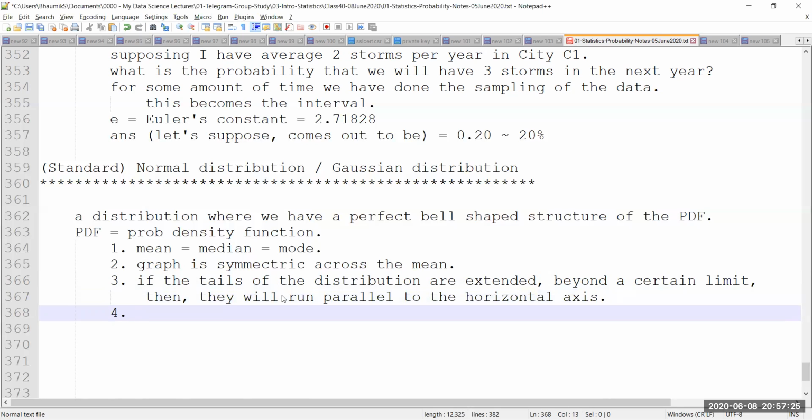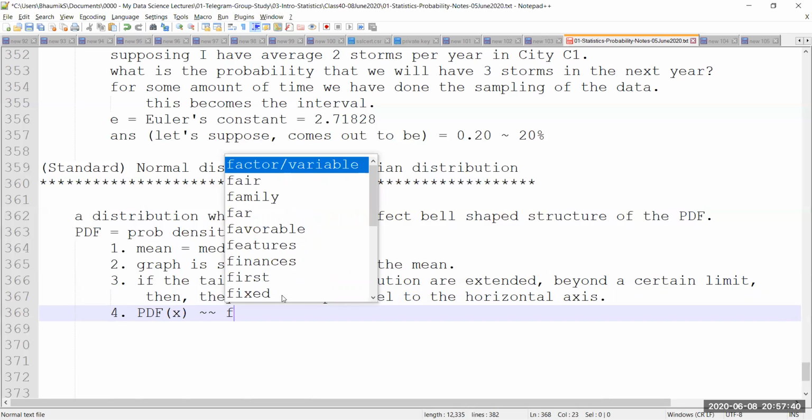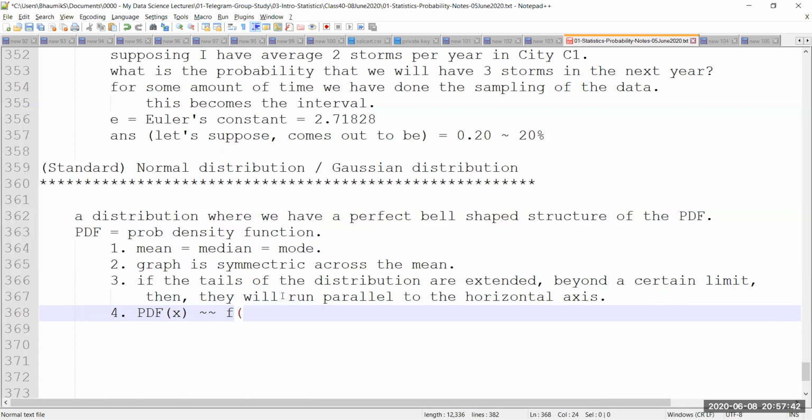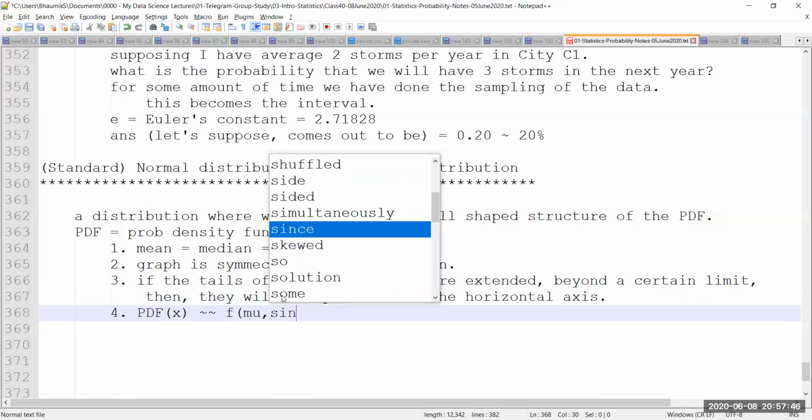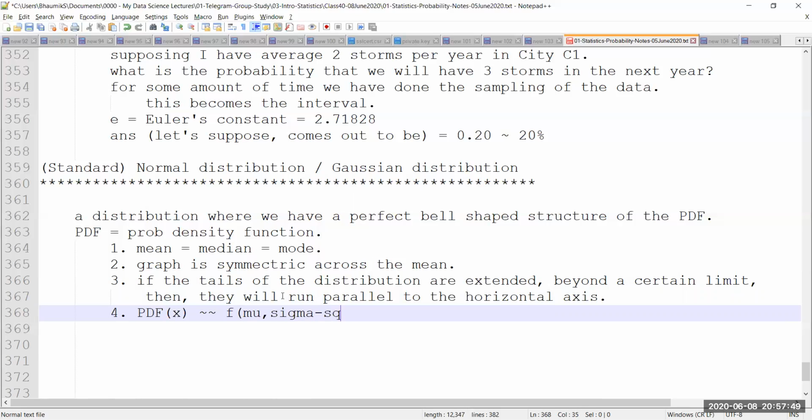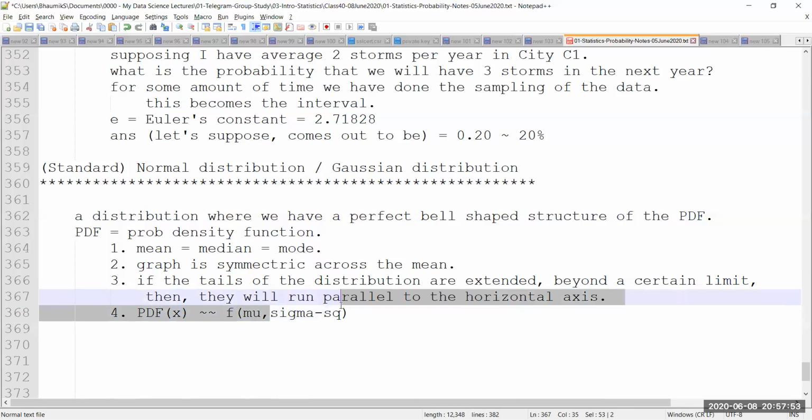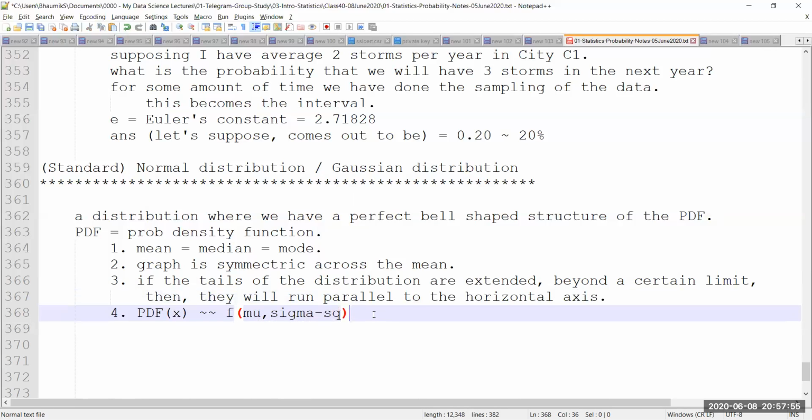The property is what I have already told you in form of a function. The probability density function for the random variable x is simply going to be a function of its mu, or its mean. So I'll say mu and sigma square. I don't have these signs on my keyboard, so that's why I'm going to write it like this. So it's a function of mu and sigma square.